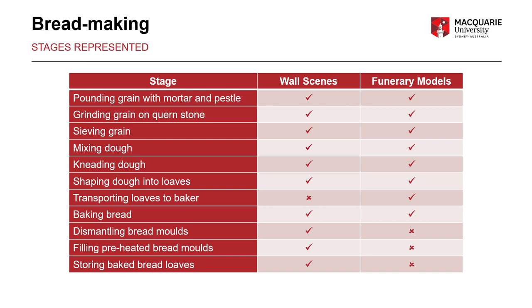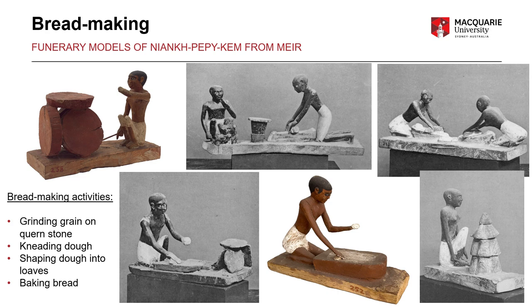So these examples here are all from the tomb of Neunkhpepikem at Meir, which is from the late 6th dynasty. And these are the ones that all represent tasks related to bread making. So we have figures grinding grain on a quern stone. We have figures kneading dough, shaping dough into loaves, and some baking bread in the oven. So these are the separate statuettes.